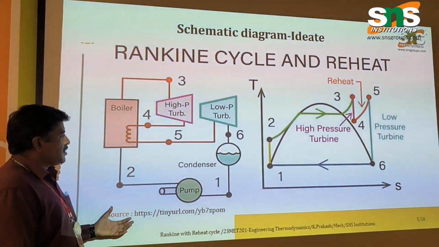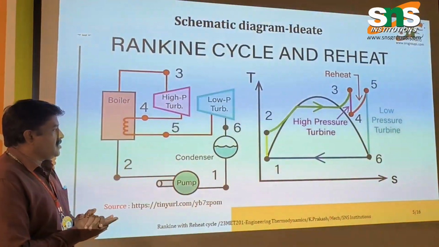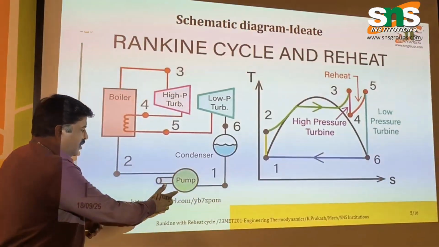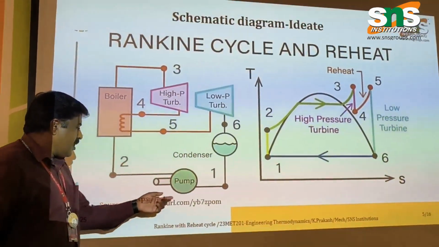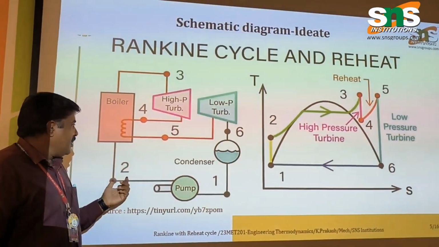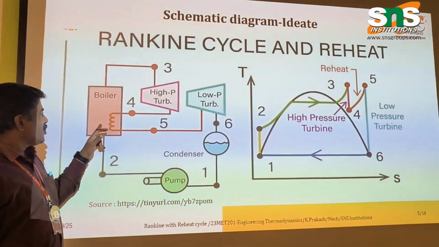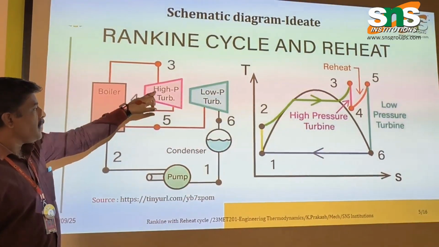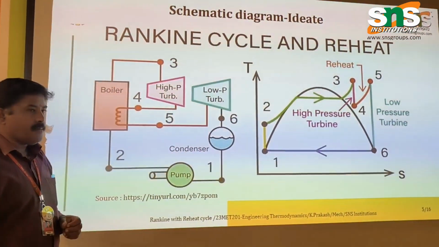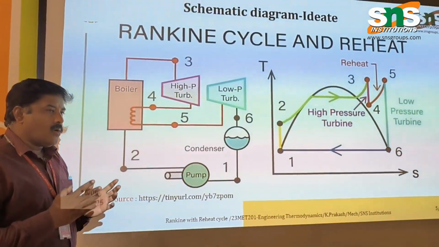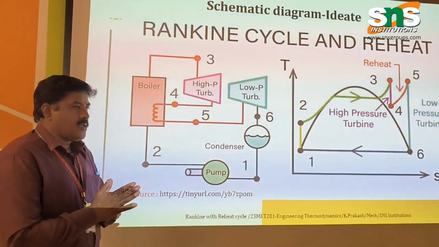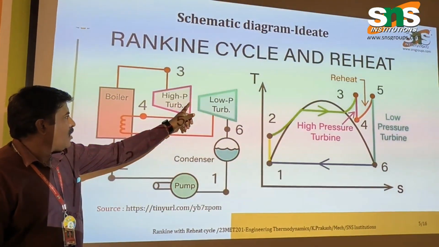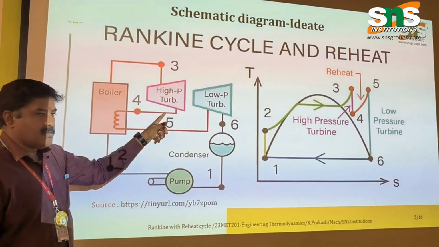Now let us have the idea for this. What is the idea behind this? How to increase the dryness fraction. We start from here. The working fluid comes from the pump, its pressure is increased, and it is supplied to the boiler. From the boiler, superheated steam is produced and goes to the high pressure turbine, where work is extracted. All the heat present in the steam cannot be extracted as work, so some amount of heat is converted and the superheated steam becomes dry steam.